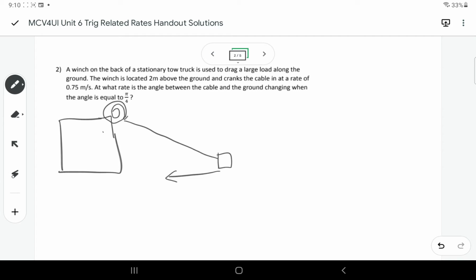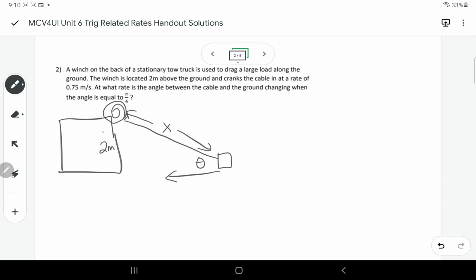Okay, that's what's happening. So it cranks the cable in at a rate of 0.75 meters per second. At what rate is the angle between the cable and the ground changing when the angle is equal to pi over 4? Okay, the winch is 2 meters above the ground, so we know that. And here, what's changing is how long the cable is. The cable is getting shorter and shorter. It's getting sucked in and rolling up around that winch.